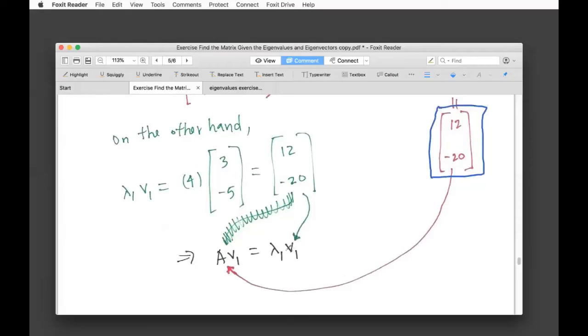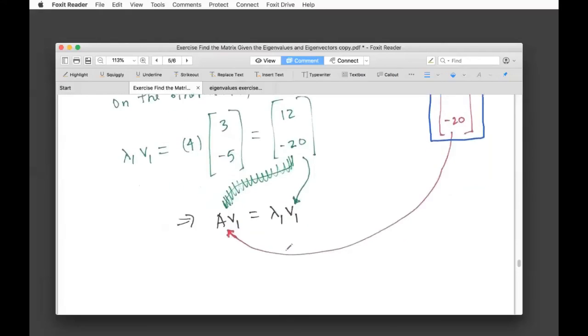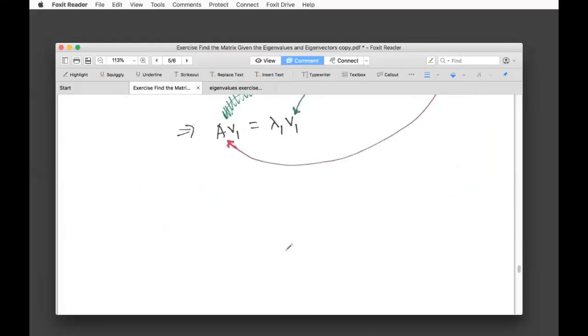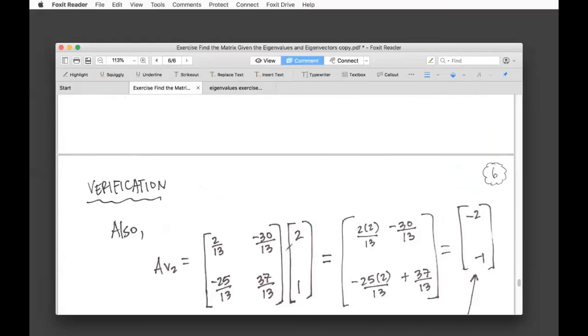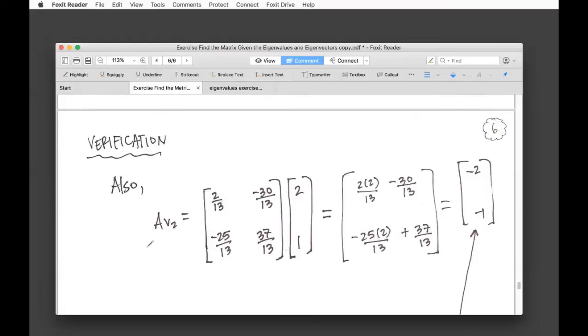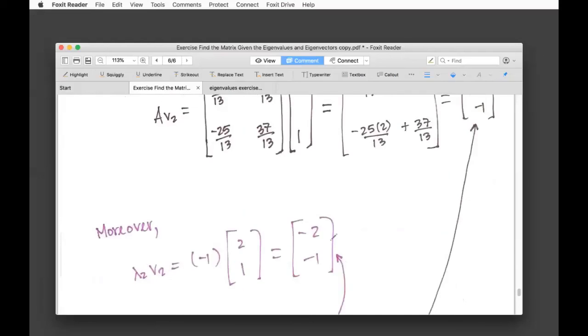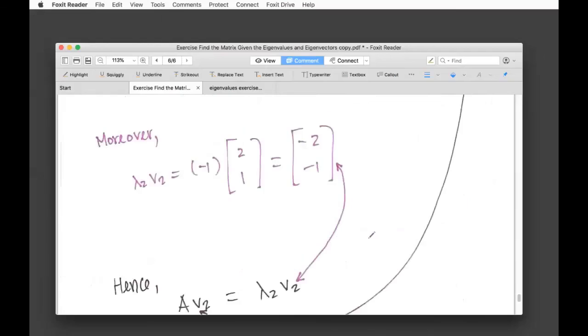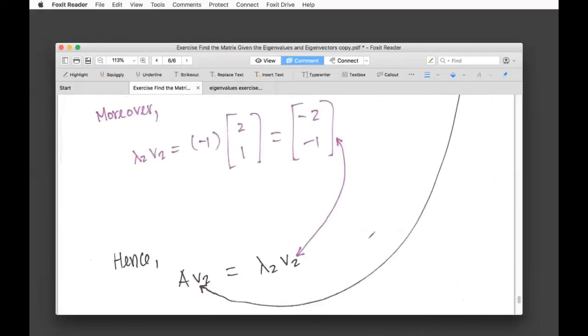So our calculations of what matrix A is are reassured by this, and then you can also verify the other eigenvalue eigenvector equation, which is A times V2. That gives you this vector, and then you also compute lambda 2 V2, and you see that there is a match. Okay?